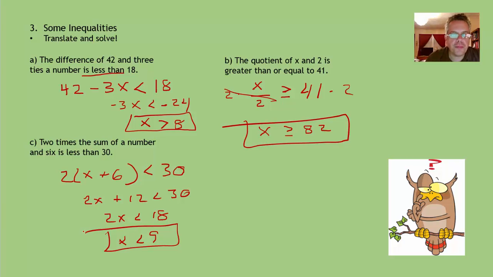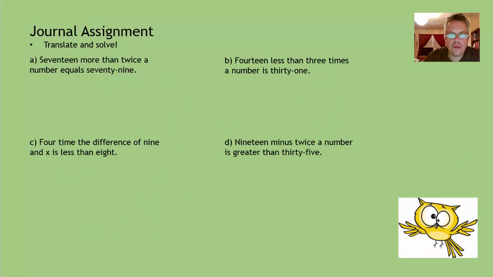Okay, so with a little practice, these aren't going to be hard for you guys at all. So here we go. We're already there. Today's journal assignment. There are 4 expressions here I want you to translate and solve. The first 2, A and B, are equations. So you should be writing equations. The last 2 are inequalities. Is less than, is greater than. Okay, good luck. I'll look for those in class.